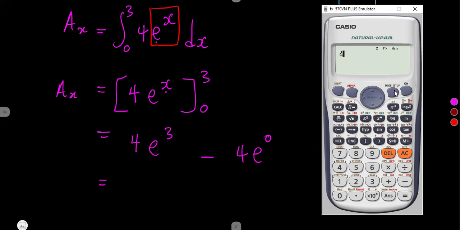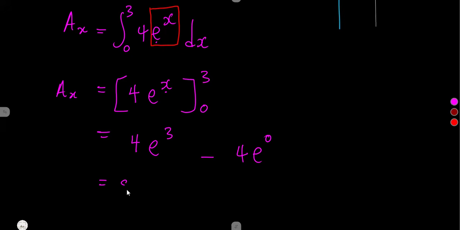All right, so that's 4. The E is on the ln button, so it's a shift. You press the ln button there, and you will see E to the exponent of. So you press 3 there. All right, so that is it. We were going to have 80,342.